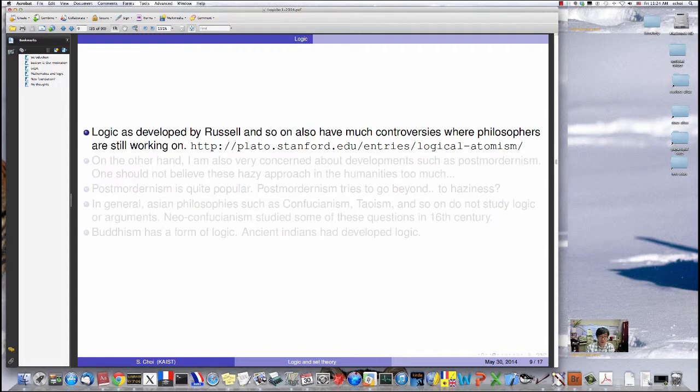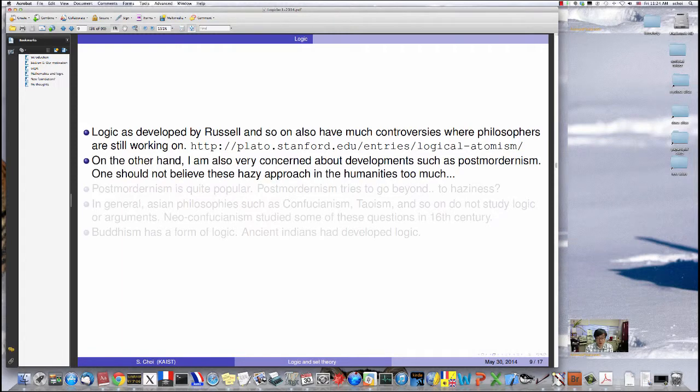So logic as developed by Russell and so on has much controversy that philosophers are still working on. See this Plato website. Basically, Russell follows what's called logical atomism. This means that you can always break down the truth into very, very small atoms of truth, where you can tell which is true or false.